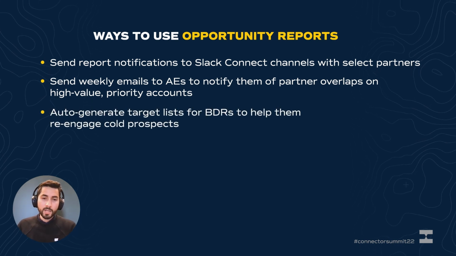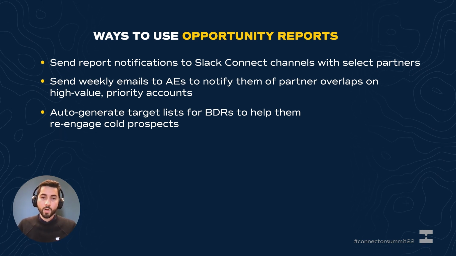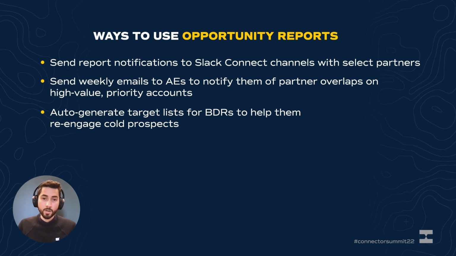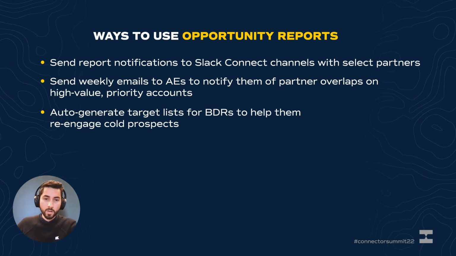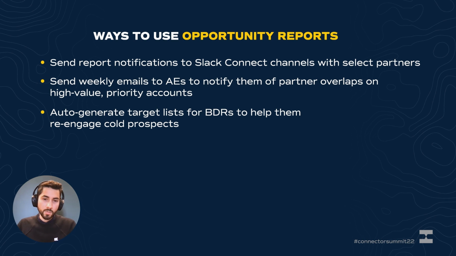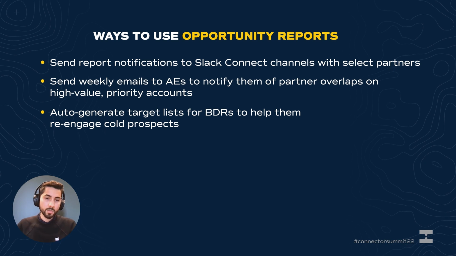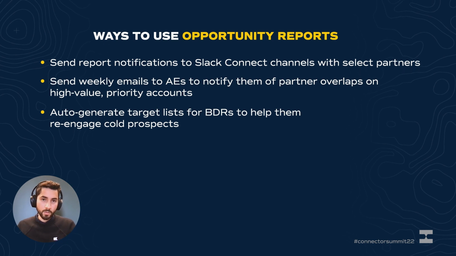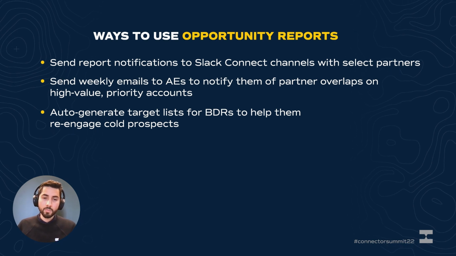And a last experiment here is auto-generating target lists for our BDRs, our business development reps, where perhaps they're trying to re-engage a cold lead or cold prospect that's already been in our CRM. In other words, focusing in on prospects of ours that are already a customer of a partner that maybe has launched a new integration or has updated an integration. We use a few tools to do that and automate that internally, specifically Crossbeam's integration with Snowflake, our internal data warehouse, and Coefficient, a tool that queries Snowflake and drops all that stuff automatically into a Google Sheet. So a lot of efficiencies gained there by using opportunity reports.